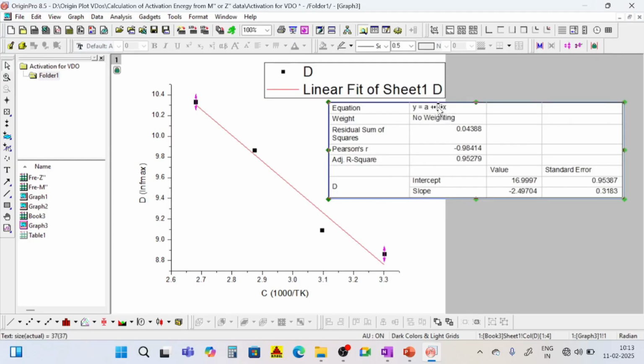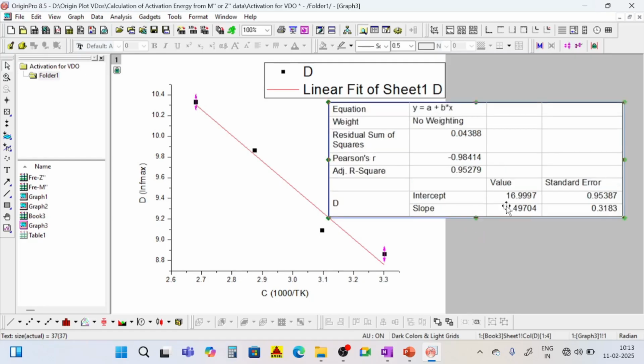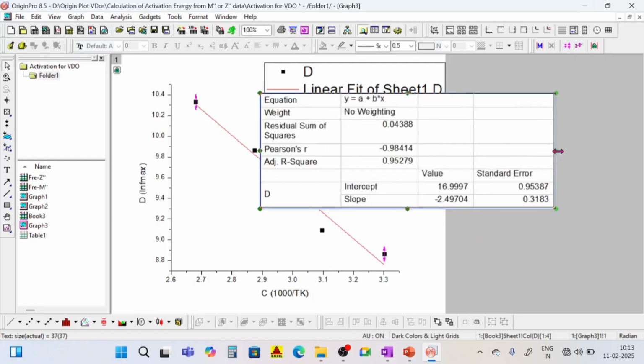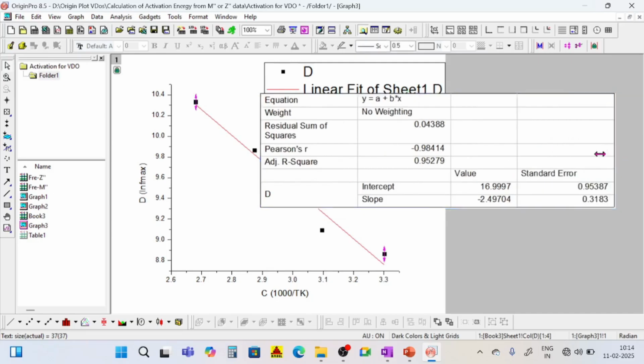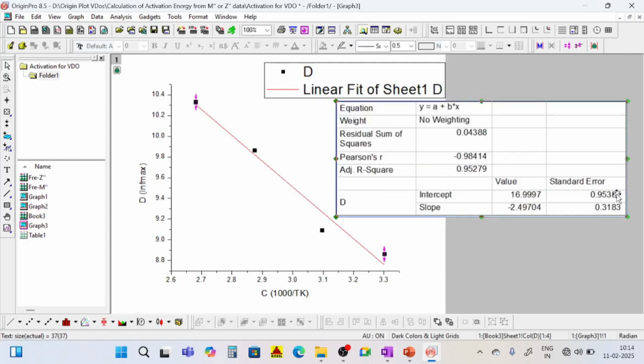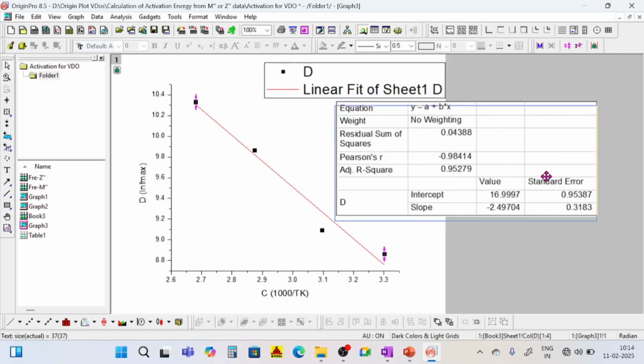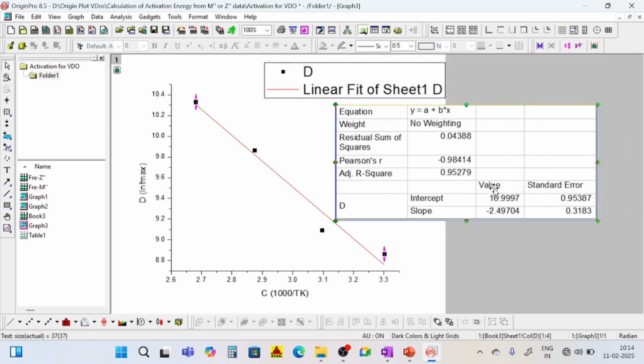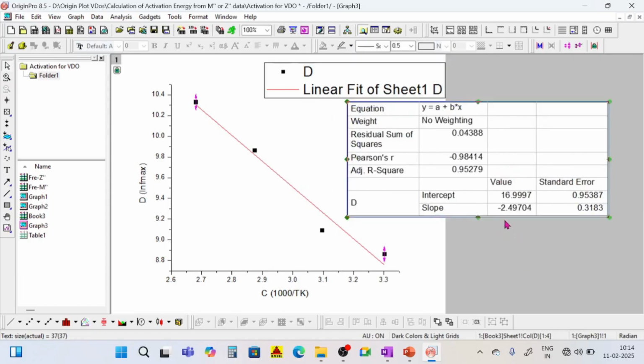Slope is nothing but b, and here b may be written or not written. Okay, b is your slope. Here, for this data, the slope is minus 2.497, up to 3 digits you can consider. Now we are going to calculate the activation energy for this one.